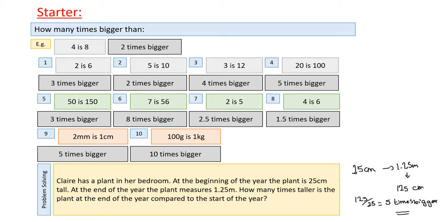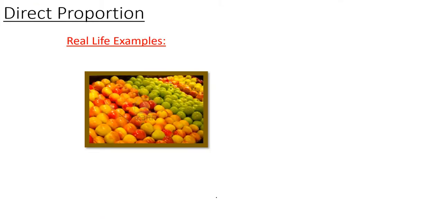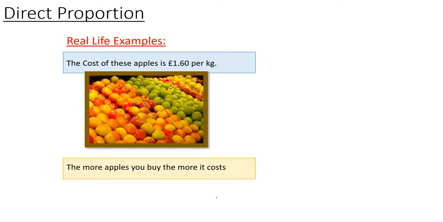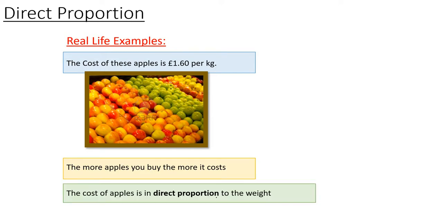Okay, so let's move on. A real life example of direct proportion. Here I have a picture of some apples, and the cost of apples is £1.60 per kilogram. The more apples you buy, the more it costs. The cost of apples is in direct proportion to the weight.